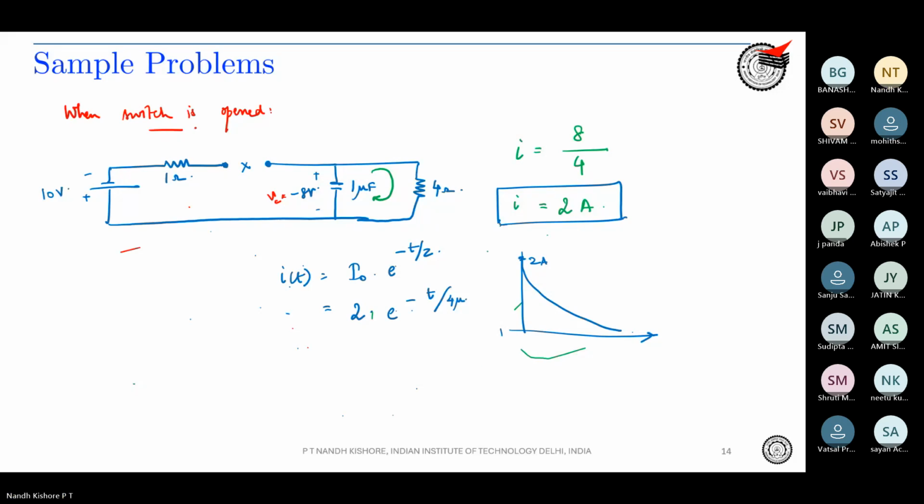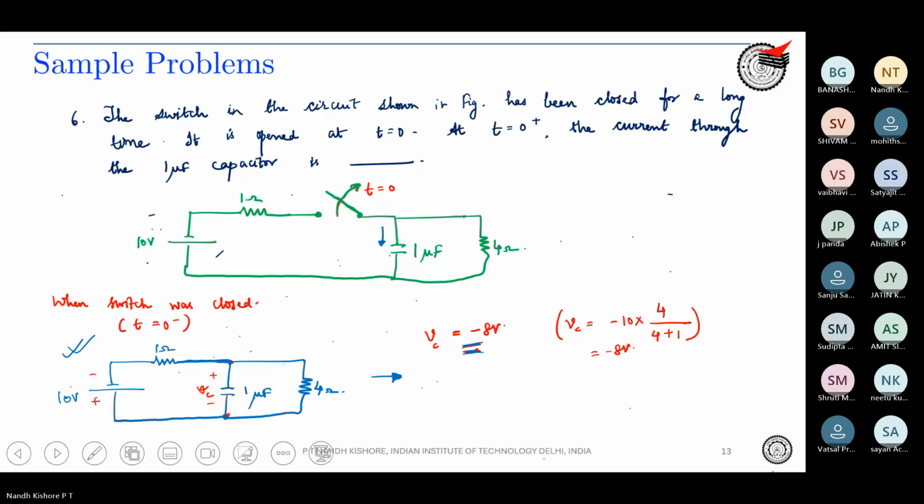Did you understand this, everyone? Yes, sir. Got it, right? If you have any doubt, please ask. Most of the questions or problems are based on this principle: what will happen if the switch is closed and the switch is open? Please understand how we are solving this. Okay, so we will go to the next question.